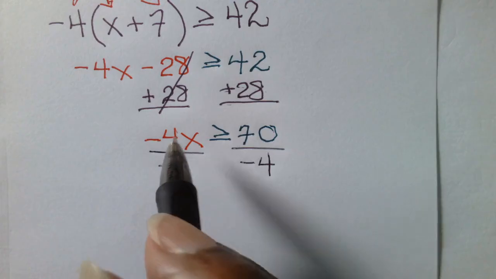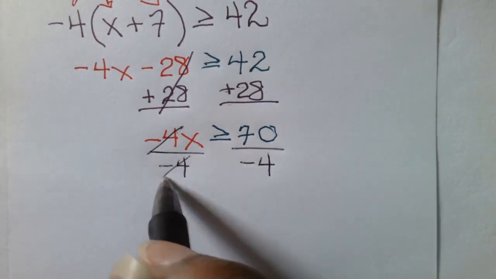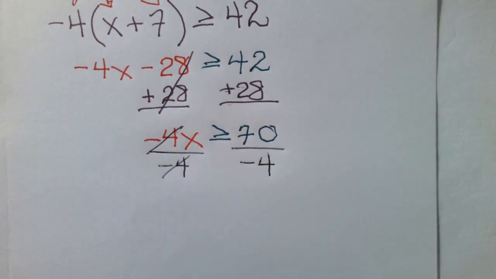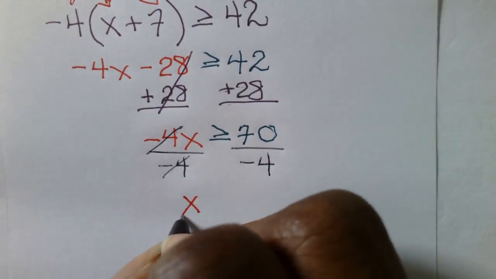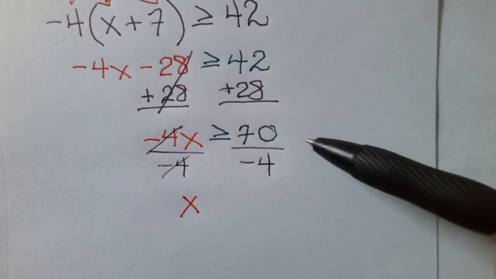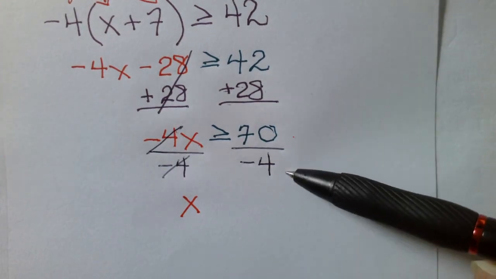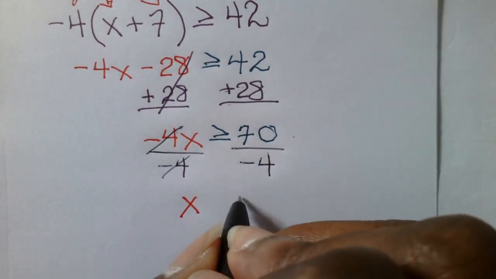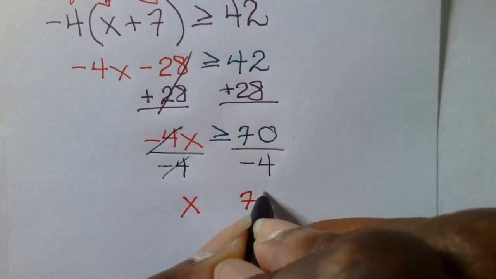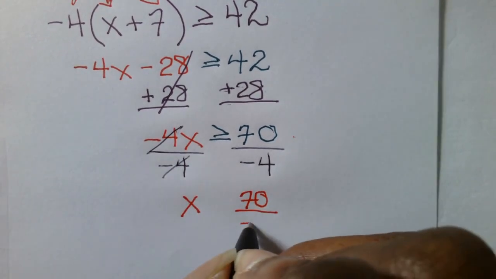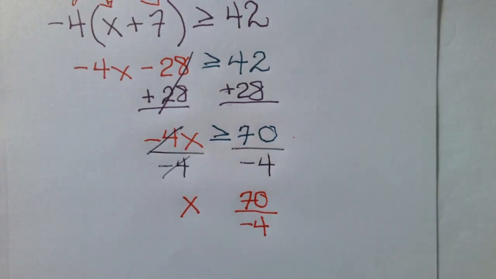So we're going to divide not just the 4, but the negative 4. So when we divide by negative 4 divided by negative 4, that gives me 1x, or I can just simply say x. And then we have 70 over negative 4. Well, I'm going to write it as improper for right now, but we are going to do something else with this.